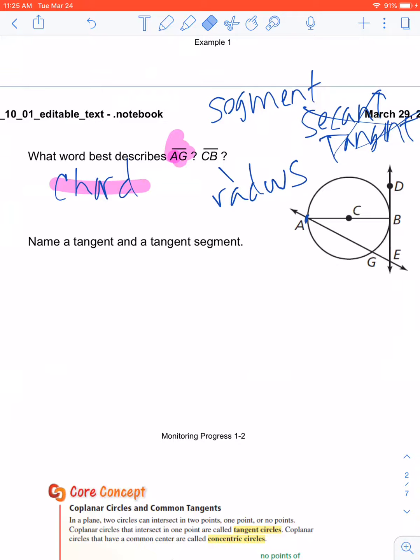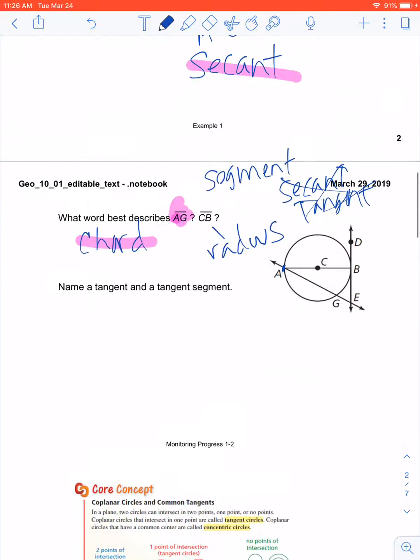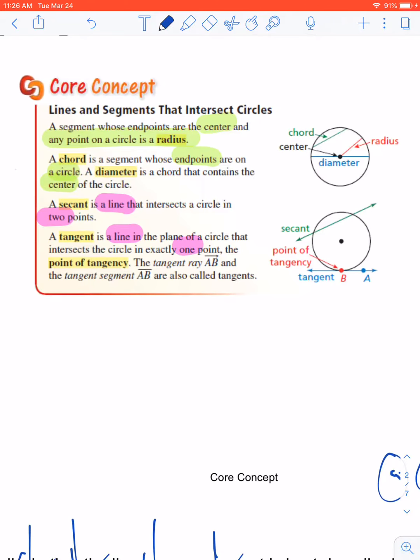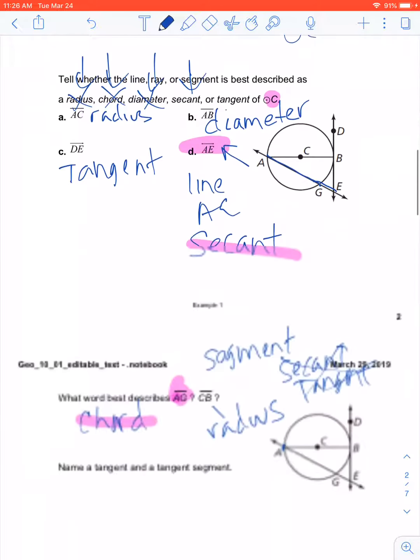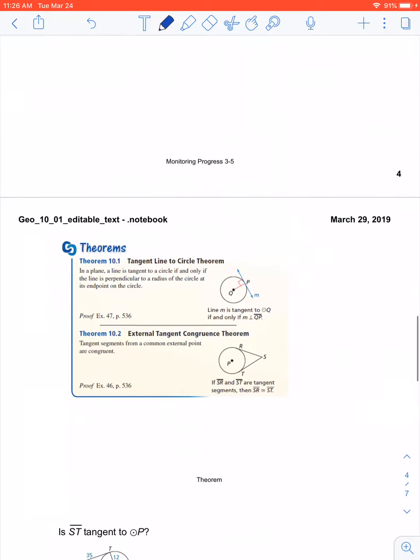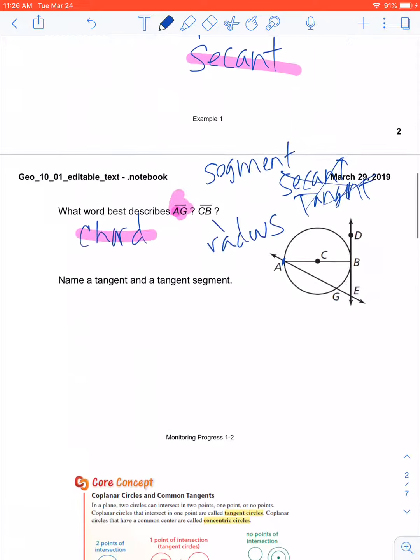All right, so the next question wants you to name a tangent. A tangent's a line, or it can be a ray. Let's go back and look at the definition. It says it's a line, but a tangent ray and a tangent segment are also called tangents. Oh my gosh, I went too far. Okay, here we go.